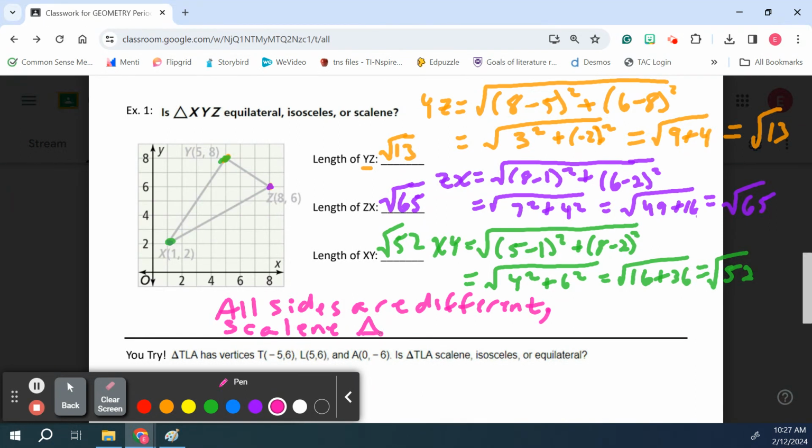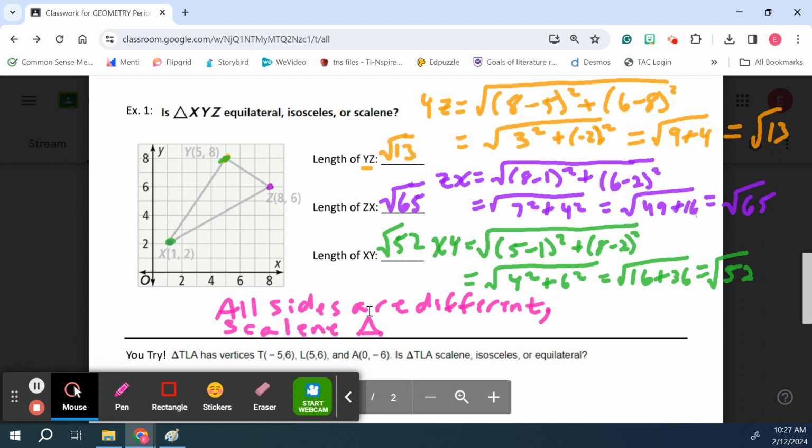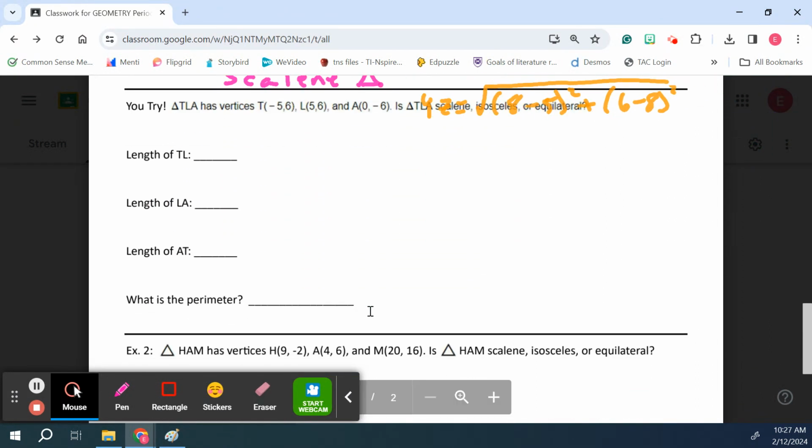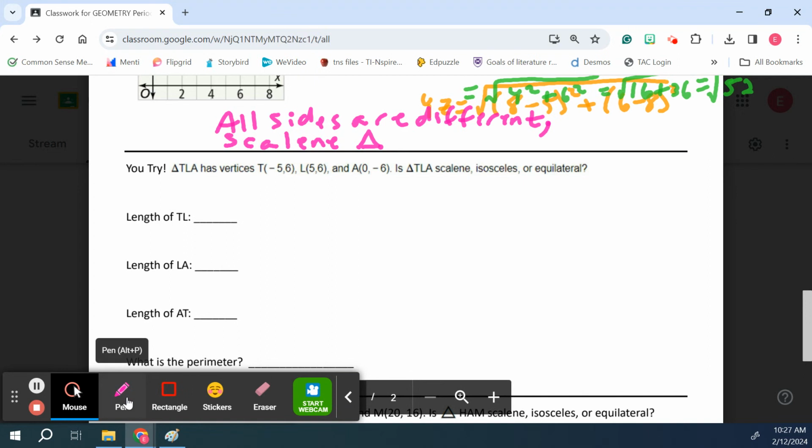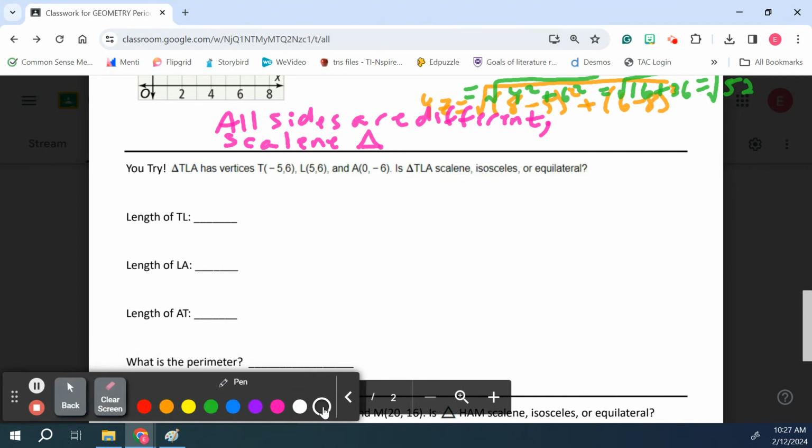All right, I want you guys to give this a shot. Look at the next one, the you try it. I'm going to call 3 people up to show me their distance formula. Okay, so your best bet here, just to start out, is to draw a picture. Okay, so they're giving you the 3 sides. So you have T, L, A, and you can just put the points that you have for them.